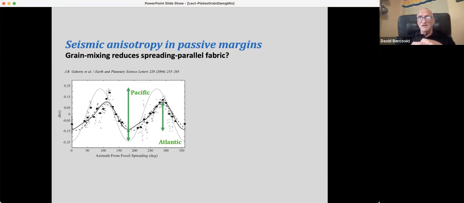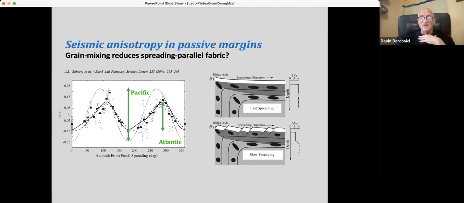Anisotropy is usually associated with, if you have something under deformation, you'll have lattice preferred orientation. The olivines, the lattice will orient themselves in the direction of plate motion effectively. And in the Pacific, you see a very large lattice preferred orientation. And in the Atlantic, you see about half of that. And so the Pacific is an active plate. It has subduction zones all around it. And the Atlantic is a passive plate. It has no subduction zones and it has much less of this spreading parallel fabric. In other words, a fabric that's in the direction of this.